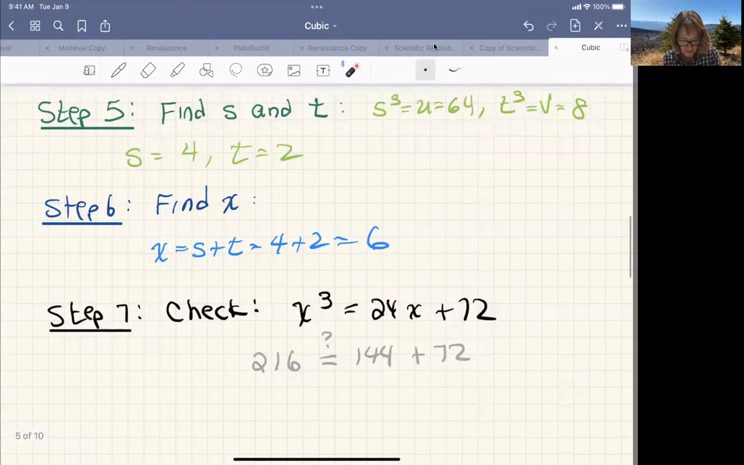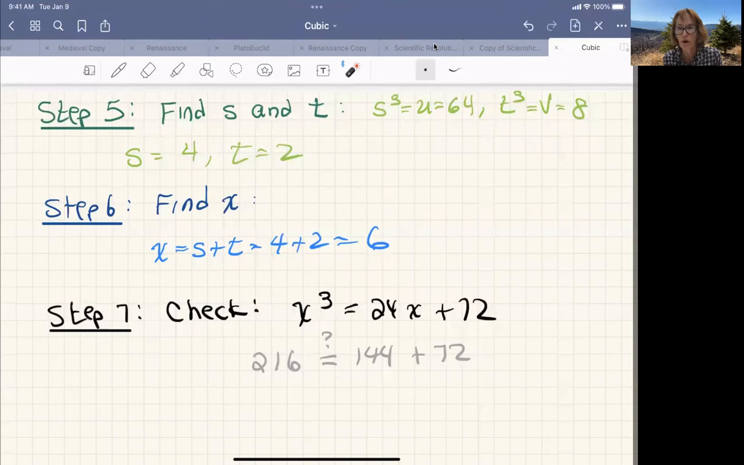So step 5 is to find s and t. Well, remember that u was s cubed, but also u we calculated to be 64. And so that means that since s cubed is 64, then s is equal to 4. Similarly, t cubed was what we were calling v, and we figured out that that was 8. So since t cubed is 8, then t must be 2. And then finally, what's x? Remember, we started by making the substitution x is s plus t. And so that would be 4 plus 2, which is 6.